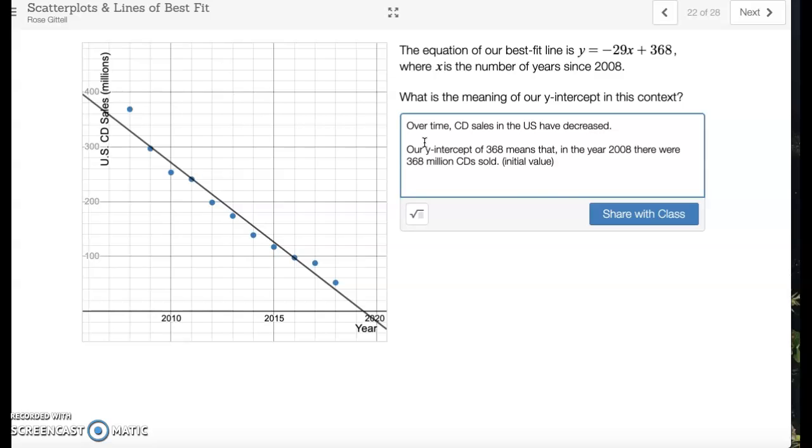So the y-intercept is always going to represent some kind of initial or starting value. That's a good thing to keep in mind for the CFU. Y-intercept always represents some type of initial value.